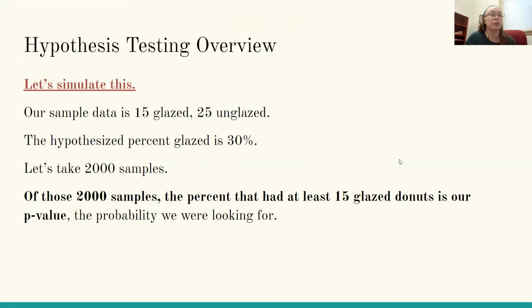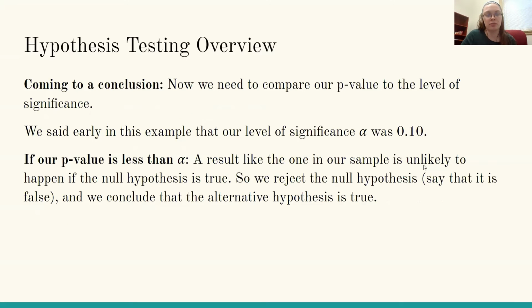Right, and that's the number that we call our p-value. So our p-value is 22% or so, or 0.22. To come to a conclusion, now we have to compare our p-value to the level of significance. This was the number I told you to keep in mind at the very beginning, right? We said that this was 0.1, and you'll see this number denoted with the Greek letter alpha, that kind of curvy A. So here's how we make the decision.